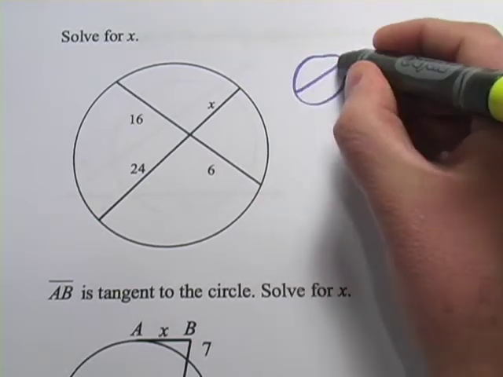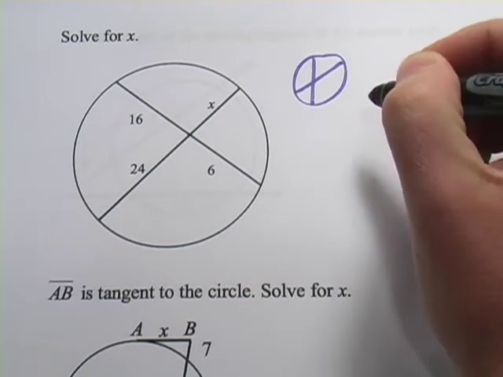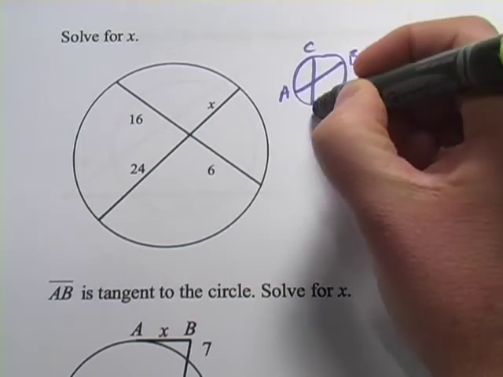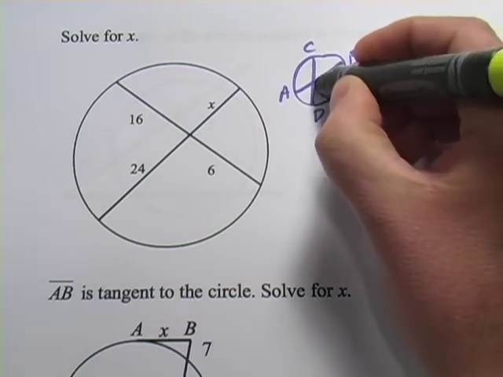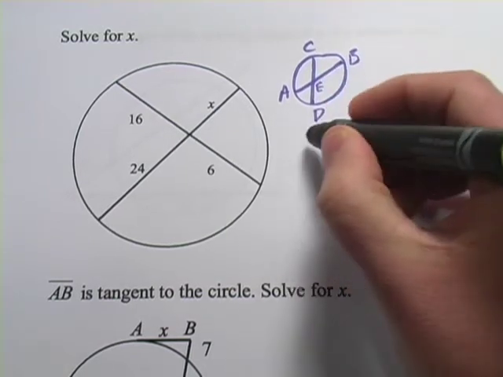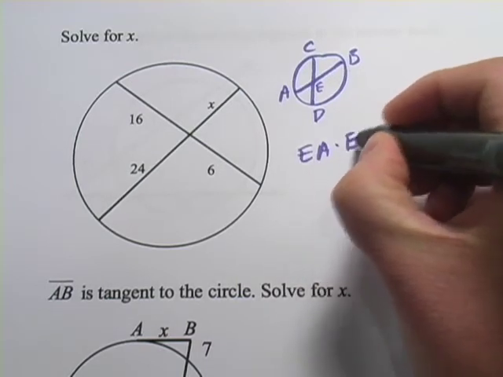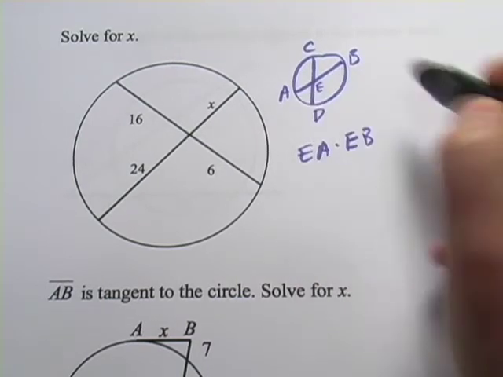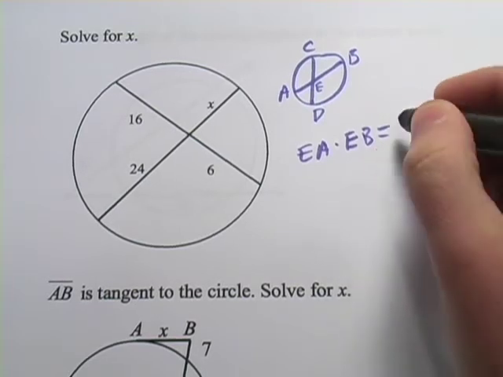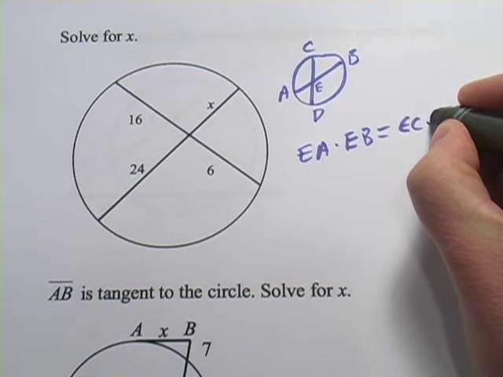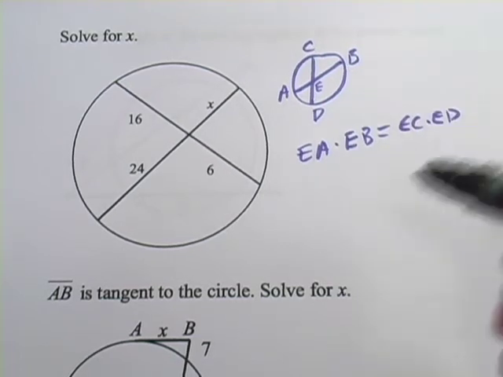If you've got two chords that intersect each other, and let's call this one AB and this one CD, and we'll put E here at the intersection point, then EA times EB, so the two halves of one chord, are going to equal CE, or EC, times ED, the two parts of the other chord.